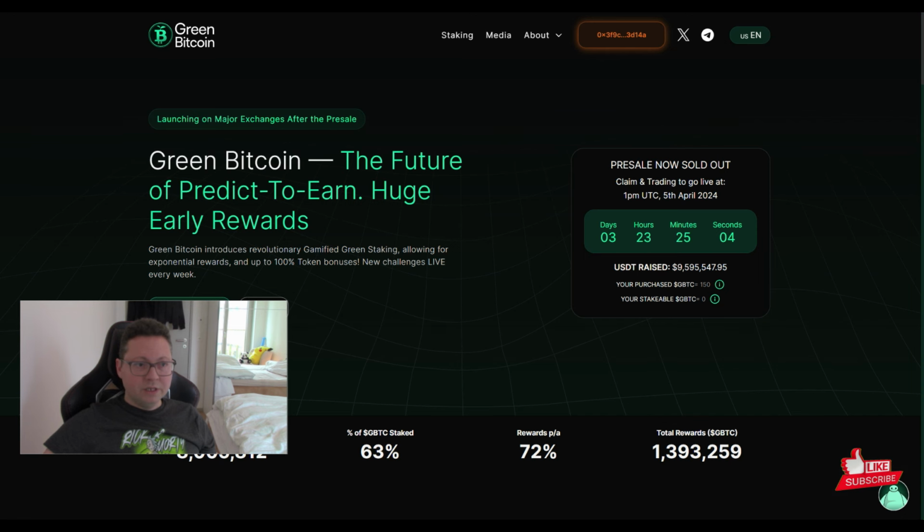Then we have another one that is coming out in about 3 days, which is a green Bitcoin. If you purchase this, watch out for the claim, because you can claim it, put it into your MetaMask, and then wait until it's getting listed on exchanges.